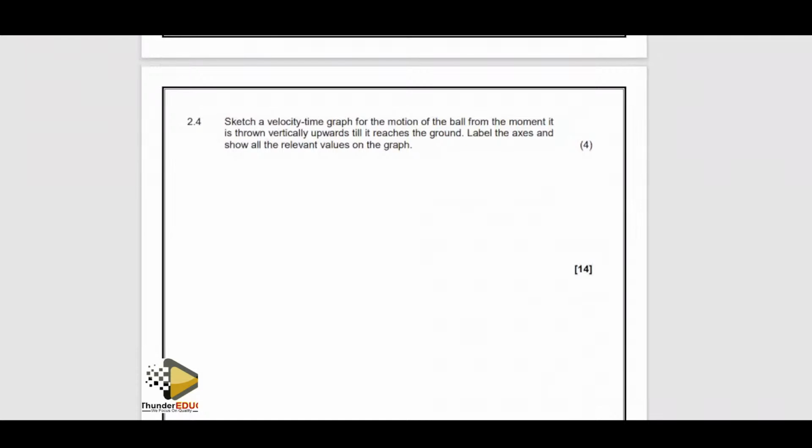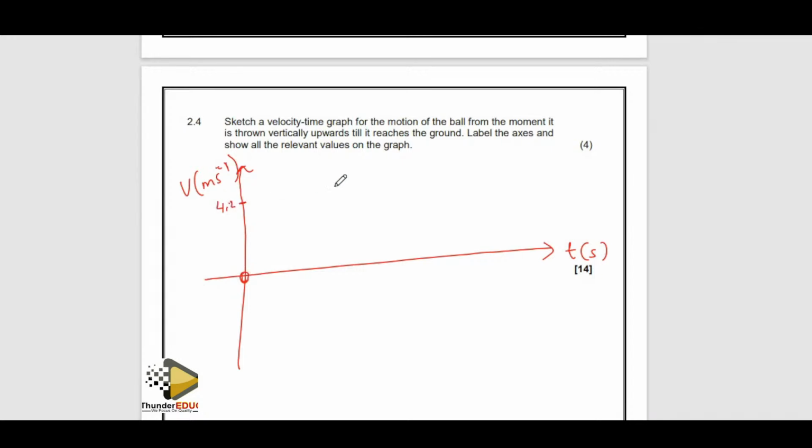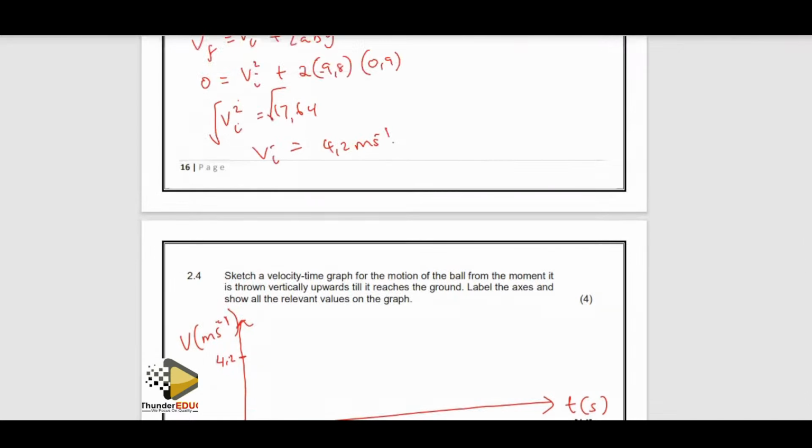Then 2.4. Now they want us to sketch a velocity time graph. They gave us a position time graph, they want us to sketch a velocity graph. So we said velocity is always made up of straight lines, no curves. Then I can put my time somewhere here, which is in seconds. So if this is the origin, what was the initial velocity? The initial velocity was 4.2, the one we've just calculated in the previous question.